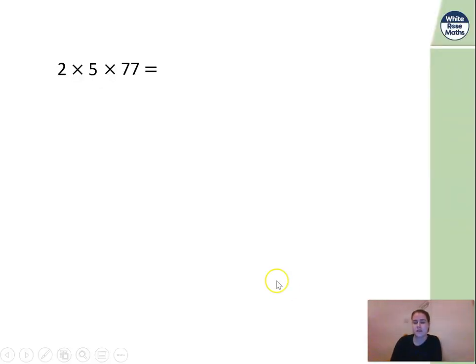Okay, so let's have a look and explore this problem here. Now we know that we are practicing multiplying by 10. However, you might notice there is no tens value in our question. So we need to work out how we're going to find our tens value to be able to help us work out this problem. Now, if you've noticed, we do have 2 times 5 in there. So 2 times 5 is 10.